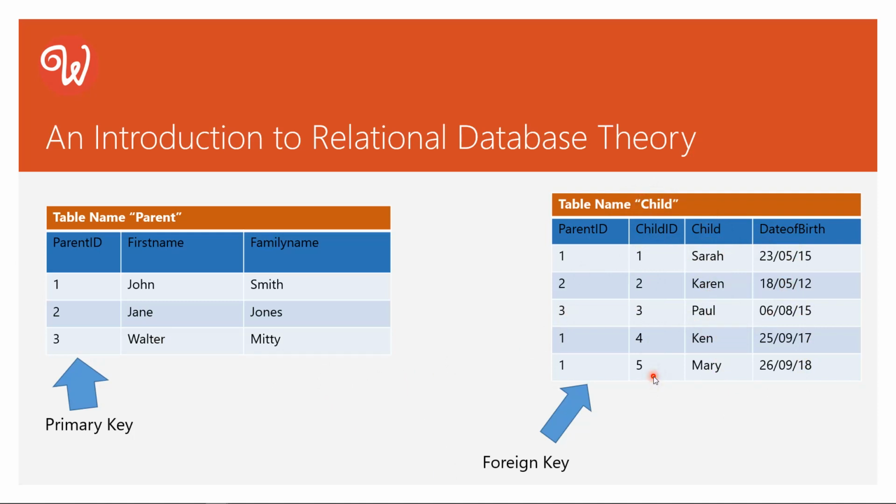Okay, it could be a primary key, it could be referred to as a foreign key depending on how it links. Sorry, it won't be a foreign key. And then a parent ID, of course, links the parent and the child. So we can see John Smith links to Sarah, links to Ken and Mary, where Jane will only link to Karen and Walter will only link to Paul.